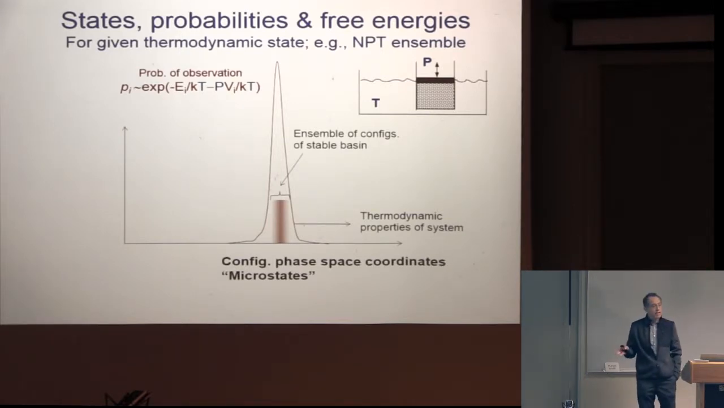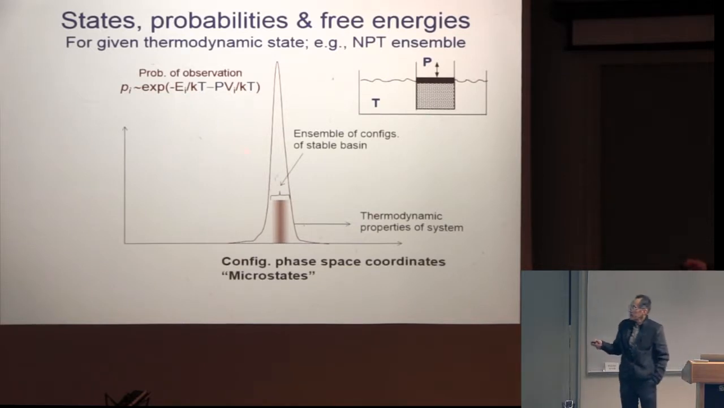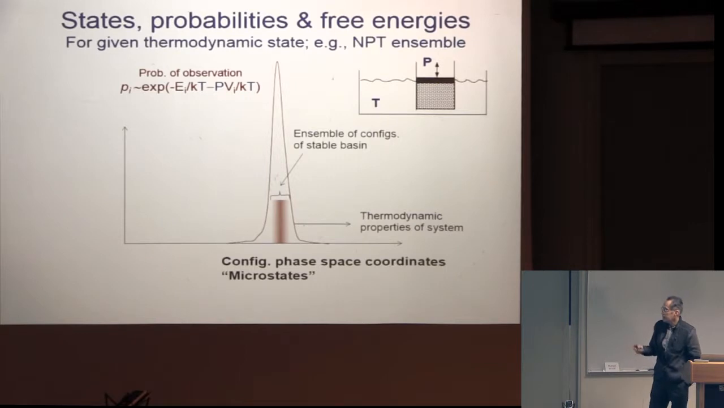And statistical mechanics tells us that the probability of any microstate i will be proportional to this sort of Boltzmann factor that depends on the temperature and the pressure field that we have imposed, but also depends on the energy and the volume of the given configuration R. So it may look something like this.